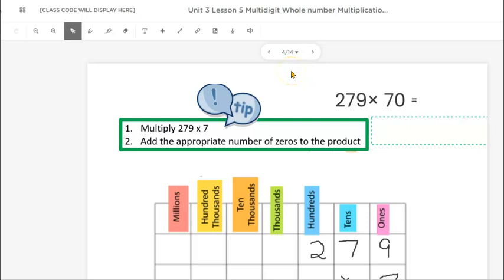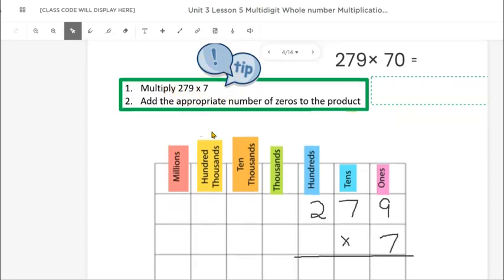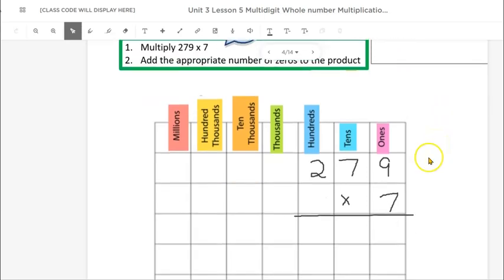Now, for slide 4. This is practice multiplying with zeros. So you're going to multiply 279 times 70. But we're going to do this tip. We're going to take off the 0 and multiply. Then we'll add the 0 back on when we get our final answer. So you're going to go ahead and do 279 times 7. And I already wrote it down here.